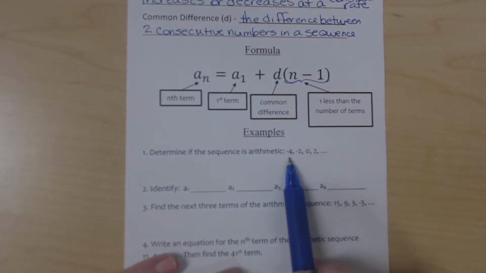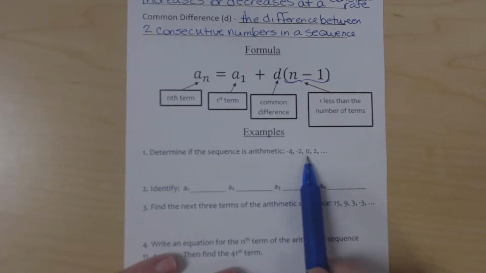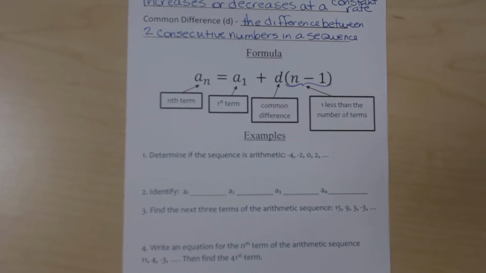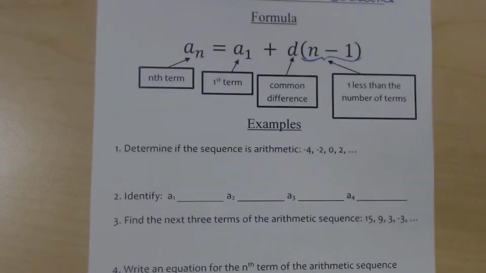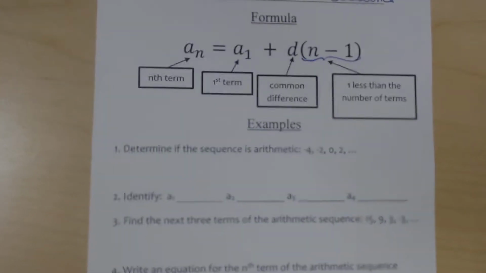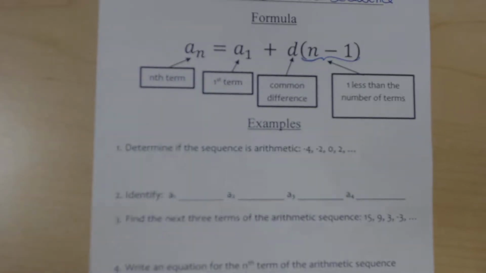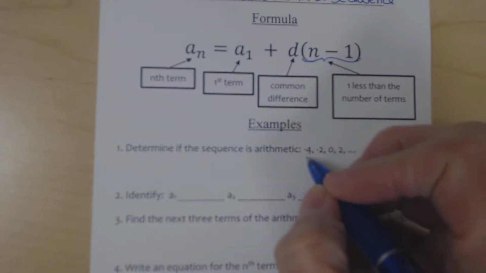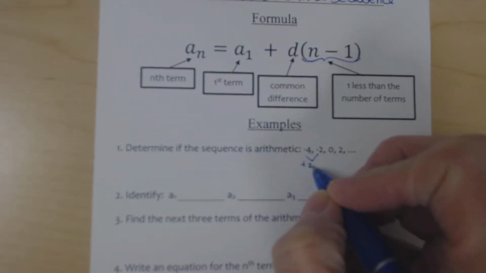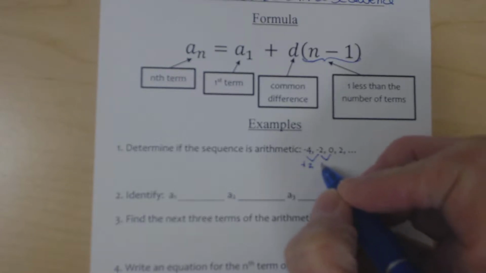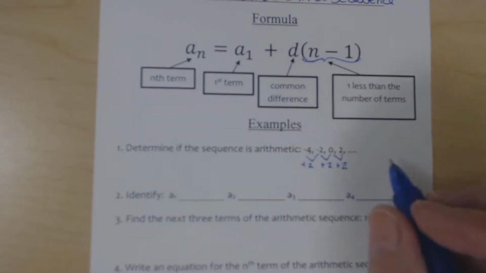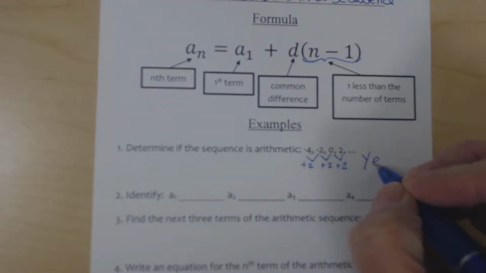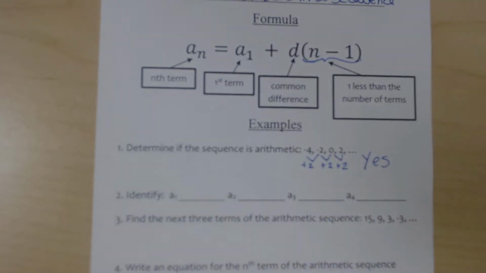So here we have the sequence -4, -2, 0, and 2. Let me get a little closer on those. And to determine if the sequence is arithmetic, what we'll do is look to see if they have a common difference. To get from -4 to -2, we add 2. From -2 to 0, we add 2. And from 0 to 2, we add 2. So is this sequence arithmetic? Yes, because we add 2 to get to the next consecutive term.